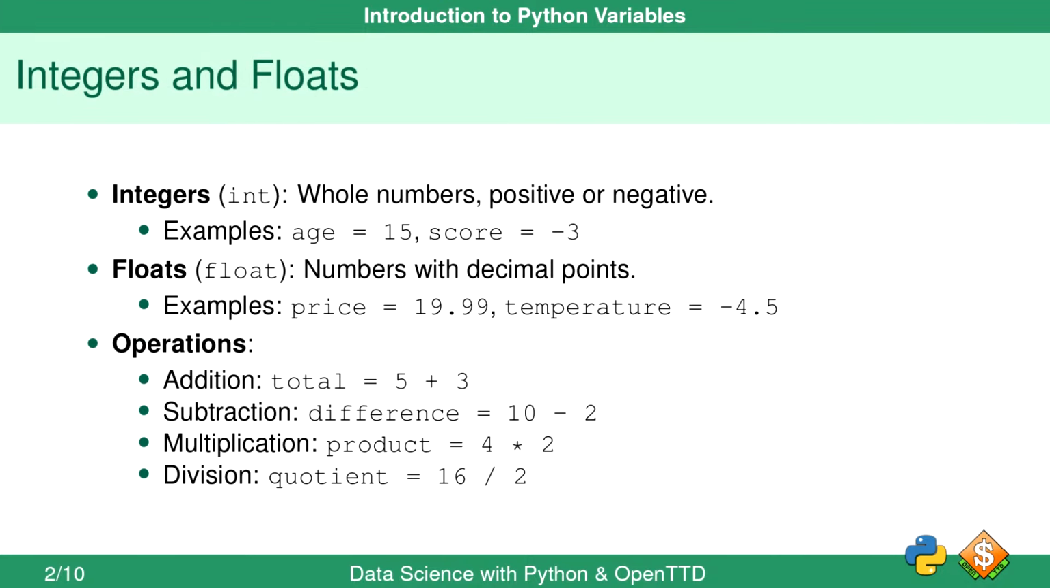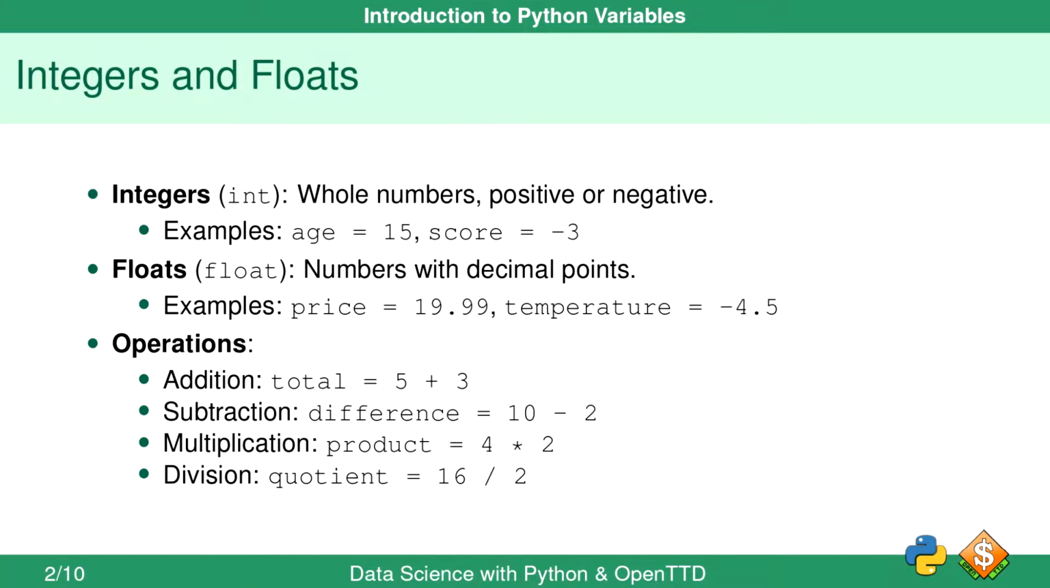In Python, integers and floats represent numerical data. Integers are whole numbers that can be positive or negative, such as 15 or negative 3. For example, we can set the variable age equal to 15 or score equal to negative 3. Floats are numbers with decimal points, like 19.99 or negative 4.5. For instance, price equals 19.99 or temperature equals negative 4.5.